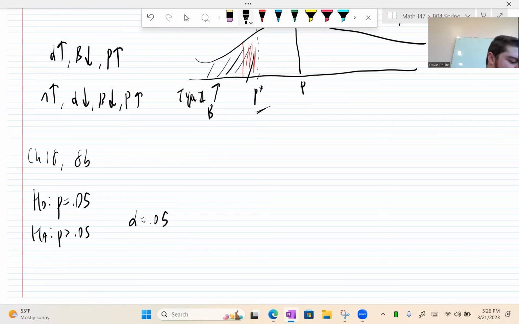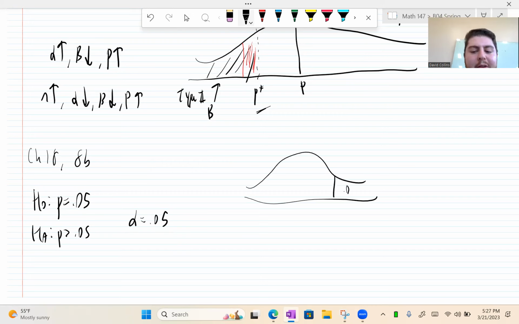So what are the numbers for this question? Oh, I see what it means. Okay. So you want to find the normal curve with alpha where this area is 0.05. That's what's asking you. So you got to back solve a z-table.